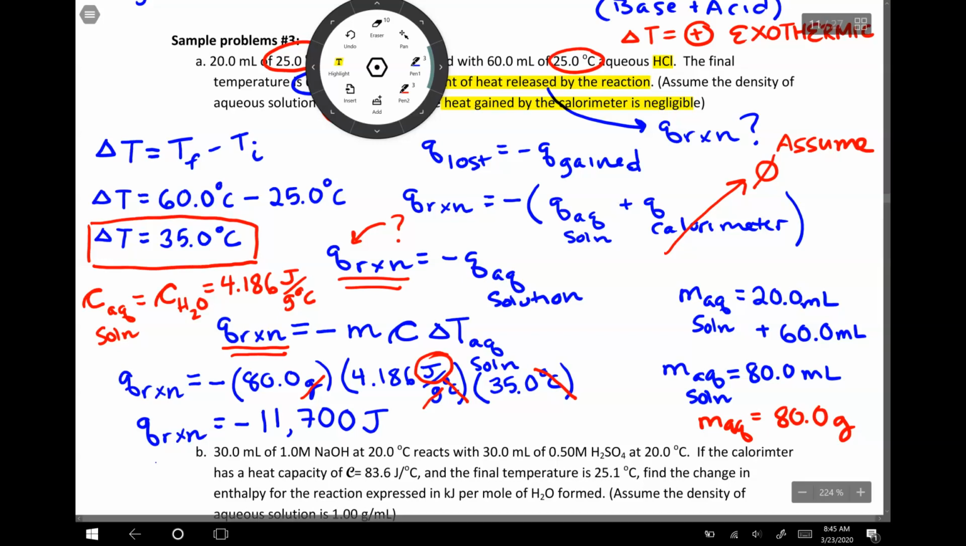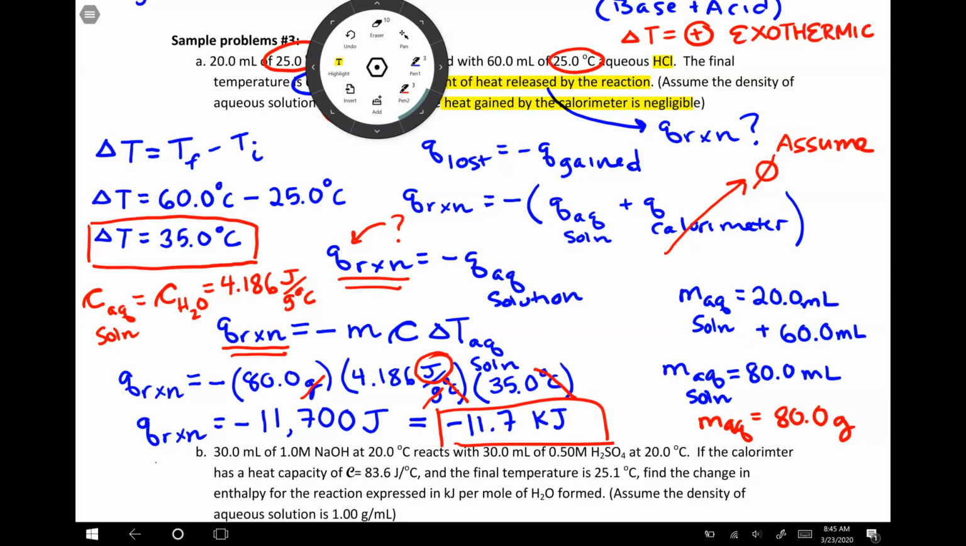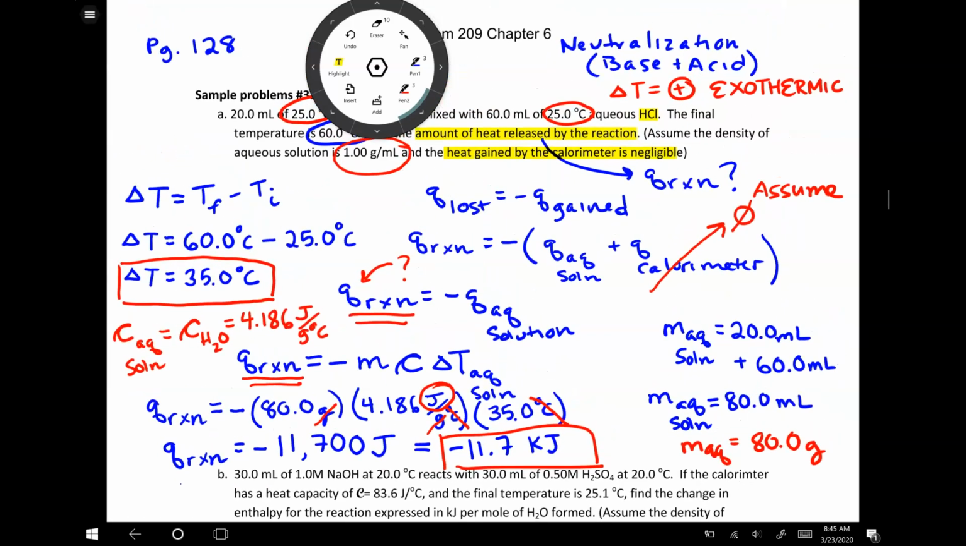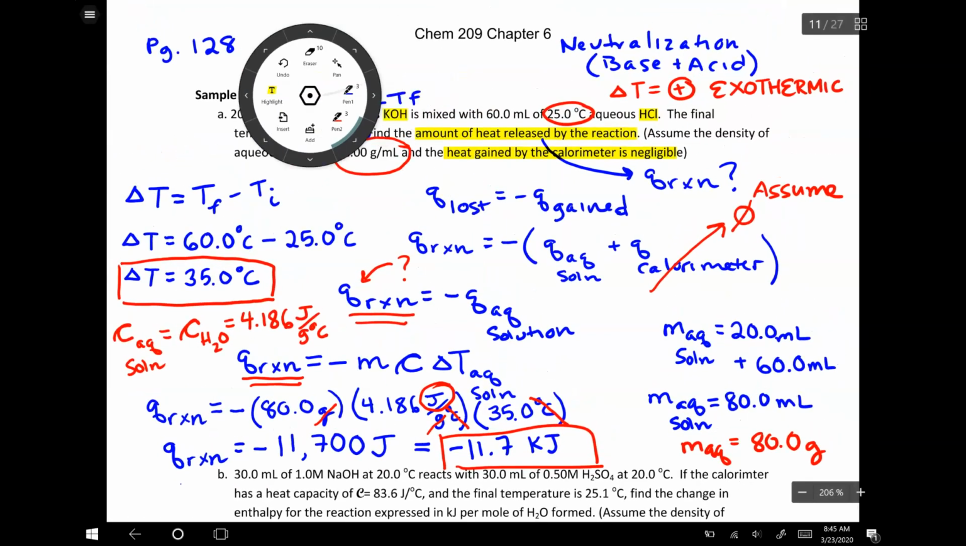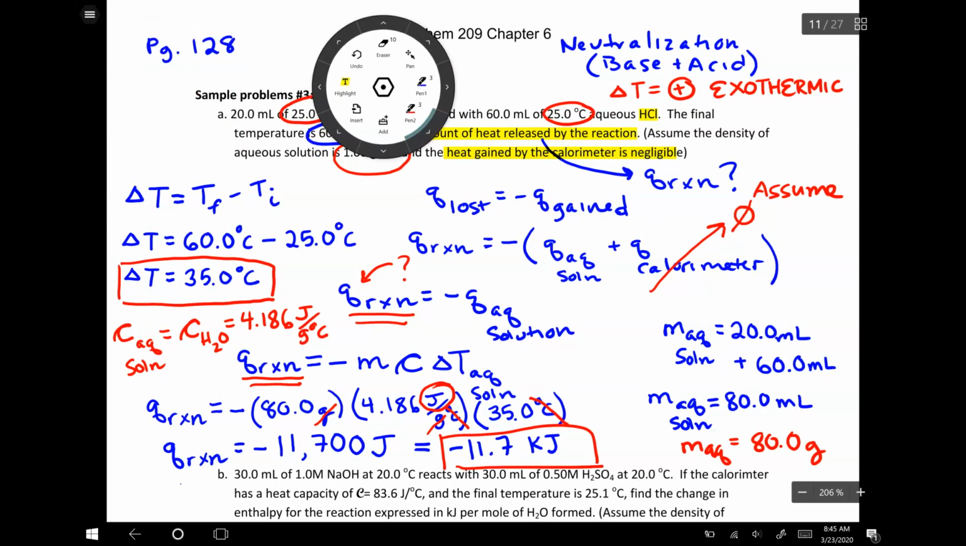I could also report my number here in kilojoules. This would be the same as negative 11.7 kilojoules. And either one of those answers is fine. Joules or kilojoules is totally fine. This is how much heat is being released by the neutralization reaction. This is what we calculated, and this is what I'm doing in my calorimetry problem here.